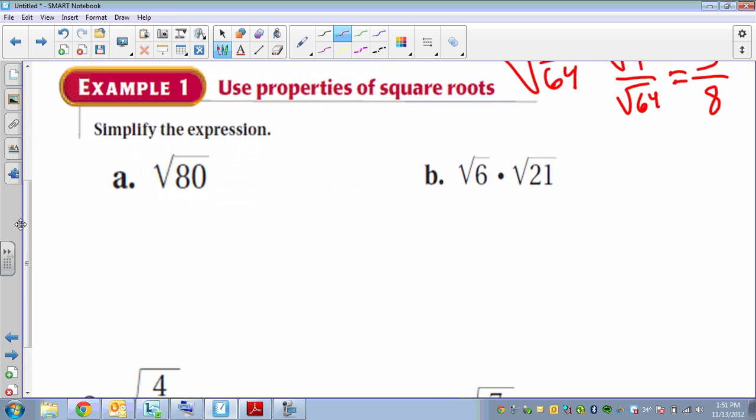So we can simplify some of these. Again, I hope this is kind of review for you from Algebra 2. Take 80. For any of these, we want to break them into perfect squares. Perfect squares are numbers like this. They're numbers that are really nice to take the square root of.